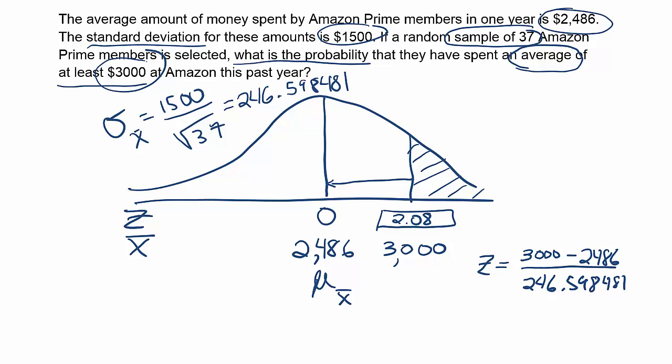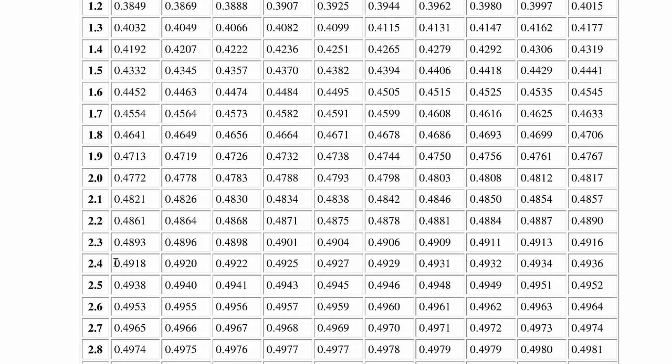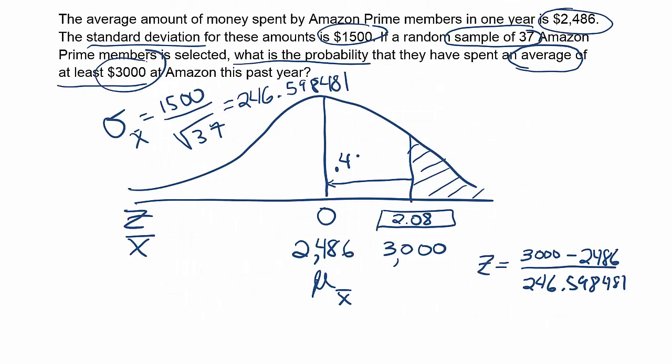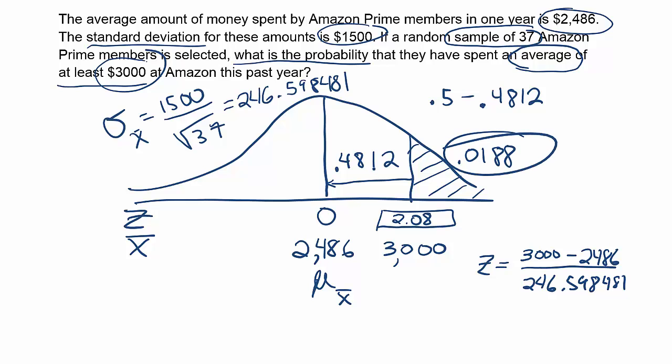So let's look up 2.08. We'll go to the 2.0 position and then over to where 2.08 would be. It'd be next to last, so it'd be this number: 0.4812. Well, that's not the area we want, but we can get the area we need by doing 0.5 minus 0.4812. Because remember, the whole half of the curve is 50%. If we take away the part here in white, we'll be left with the part we need: 0.0188, and that's your area for that tail shaded region. And that means we have a 1.88% chance of that occurring.